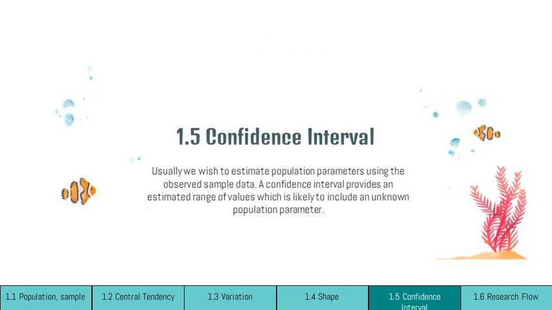Confidence interval. Usually we wish to estimate population parameters using the observed sample data. So for example, we use the sample mean to estimate the population mean. A confidence interval provides an estimated range of values which is likely to include an unknown population parameter.